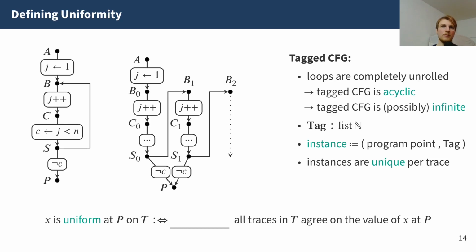The duplicated program points in this process are annotated by a tag, which is a list of the values of the loop counters of all surrounding loops. So in this example, B, C, and S are repeated infinitely often, and as a tag they get the corresponding loop counter of this loop. In this representation, the back edge from S to B becomes an edge from S0 to B1 and from S1 to B2 and so on. Thus the resulting graph is acyclic, but it is also infinite.